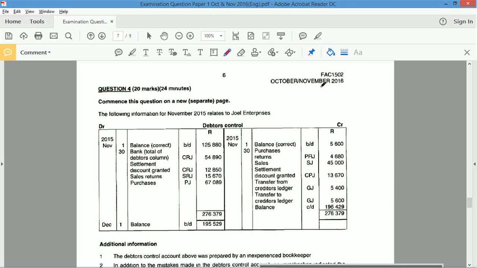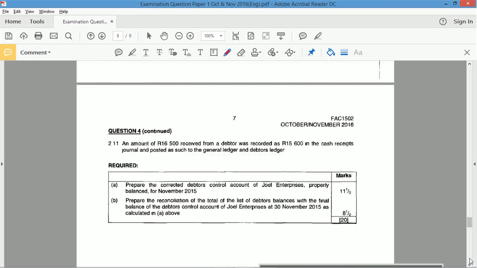October, November 2016, question 4 now. It's 20 marks, it's 24 minutes. It's looking at a debtors question. You can see there's debtors control here at the beginning. Always, always, always go to the required. Look at the required and see what you are required to do.